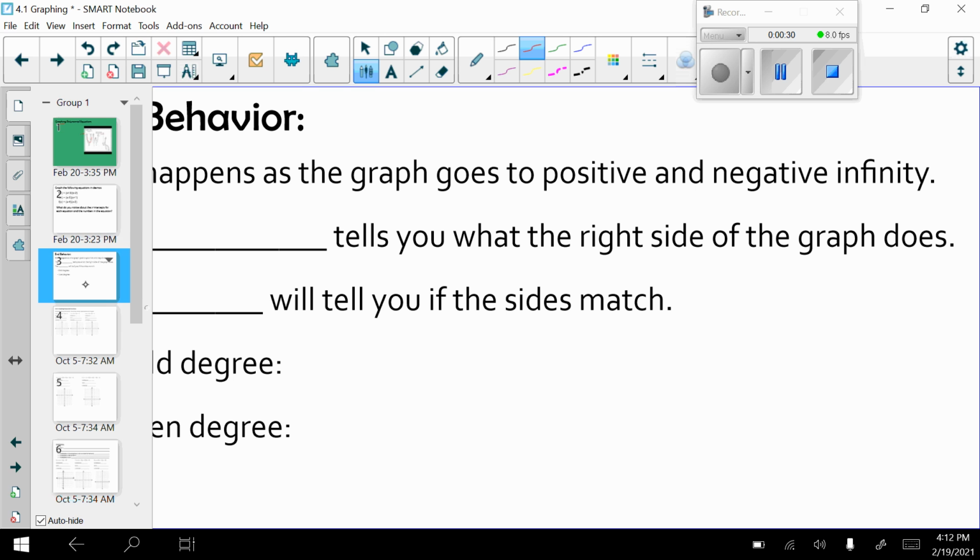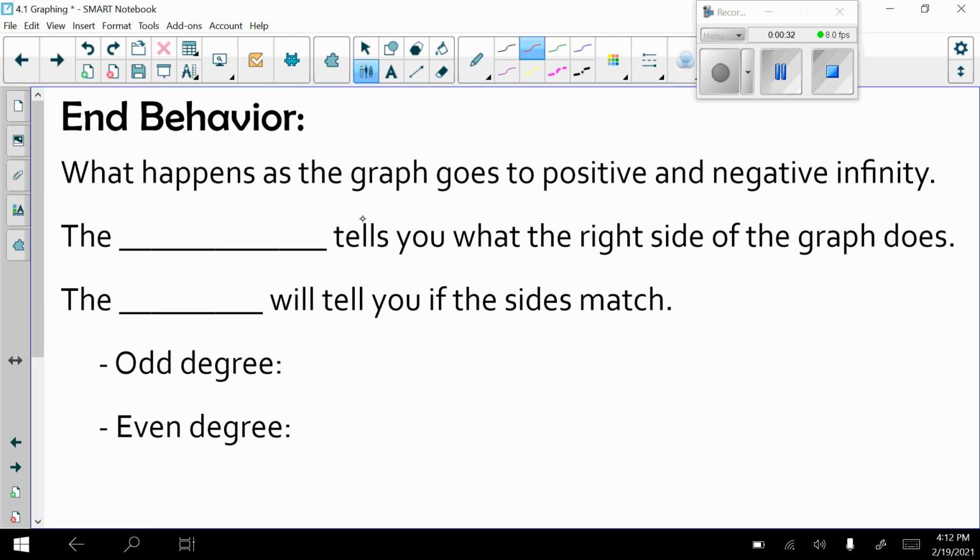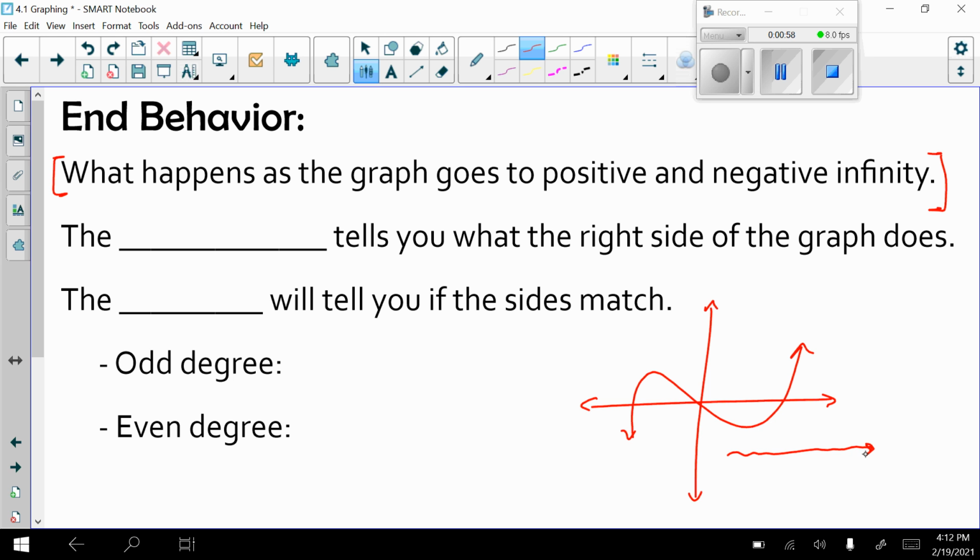So here we go. End behavior is the first thing we need to talk about when we talk about graphing polynomials. So end behavior just means this. What happens as the graph goes to positive and negative infinity? So if I have a graph and it looks like this, the end behavior is what the graph is doing as I move this way along the x-axis, and what the graph does as I move this way along the x-axis. That's all end behavior asks.